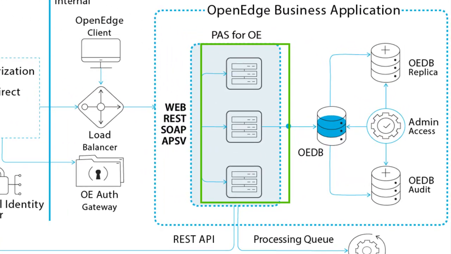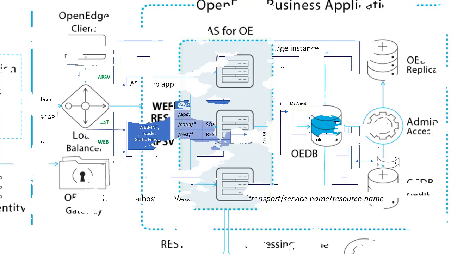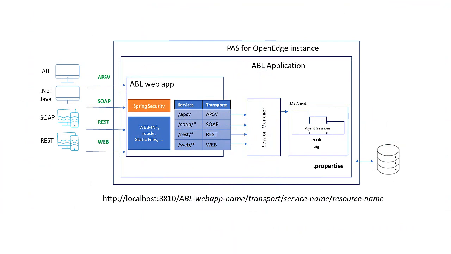Let's take a look at the components of a PAS for OpenEdge instance. An instance includes the following: an Apache Tomcat web server for hosting static content as well as ABL applications. Clients interact with your ABL server code hosted on the instance using transports. Transports translate HTTP messages into requests that can be executed in ABL business applications. Transports are a part of the ABL web application which expose ABL application logic via HTTP.